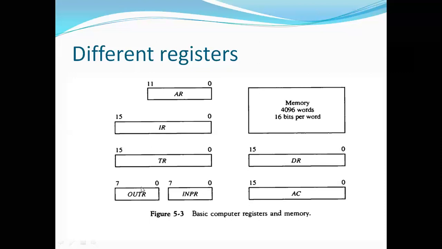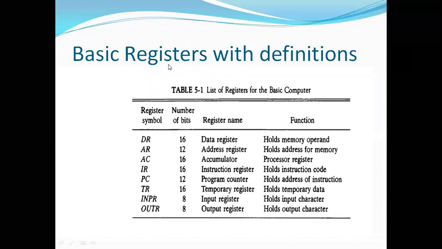The input and output registers are each 8 bits. The input is 8 bits and the output is 8 bits. So if you want to design any computer, these are the basic registers. At least these registers are needed if you want to design a basic processor or computer. These are the basic registers we need to consider.